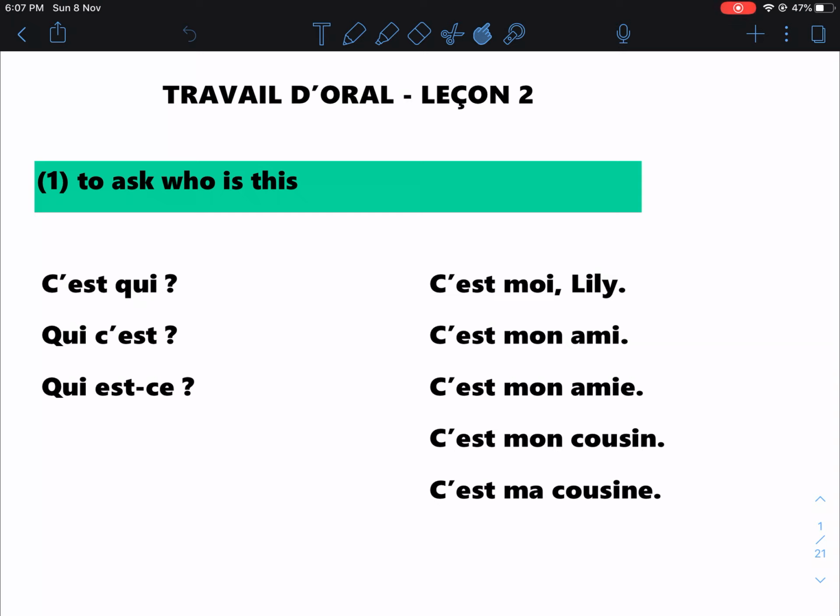There will be a few points that we are going to focus on, okay? The first one is learning to ask who is it. Second, learn asking one's age. Learn asking about siblings, family and relatives. And lastly, describing them. Okay, now let's get started. This will be our first point.